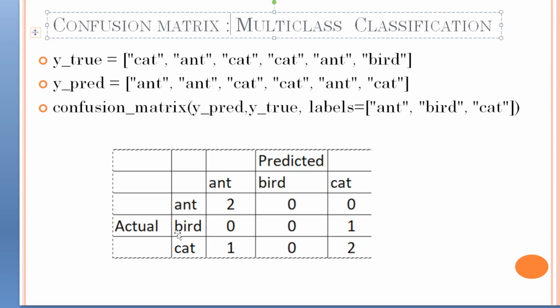Now, in actual, how many are birds? So, only one bird is there, and that bird is predicted as cat. So, in actual it is bird, and prediction for it is cat, 1. So, here we write both zeros and 1 over here.